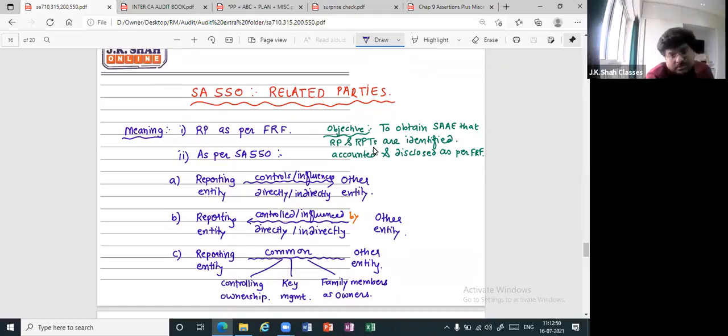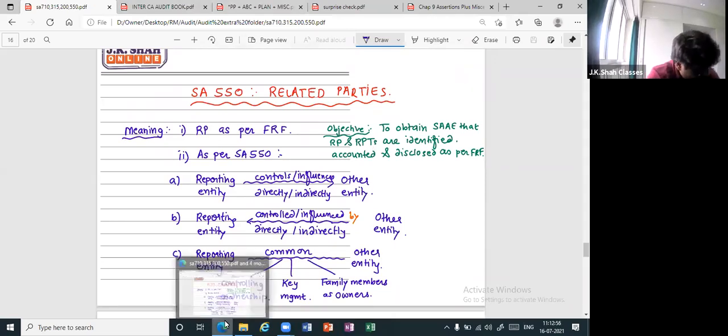Now, related parties. I think this is the only standard which is remaining. Okay. Now listen, even before I explain this part.